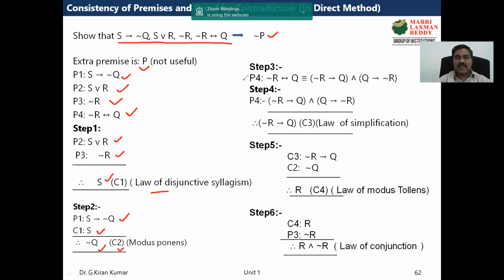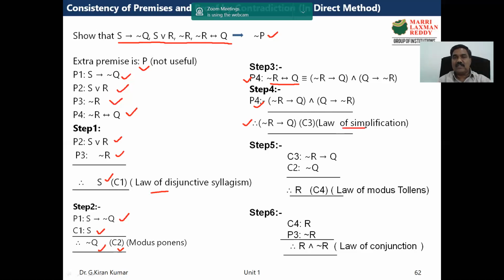Now in the next step, I have taken premise 4, which is negation of R ↔ Q. We know that P ↔ Q is logically equivalent to what? P implies Q and Q implies P. So as per that formula, negation of R ↔ Q is logically equivalent to negation of R implies Q, and Q implies negation of R. Now that P4 I have taken here, so that is negation of R implies Q and Q implies negation of R. Therefore, I can argue negation of R implies Q. Why? Because of the law of simplification.